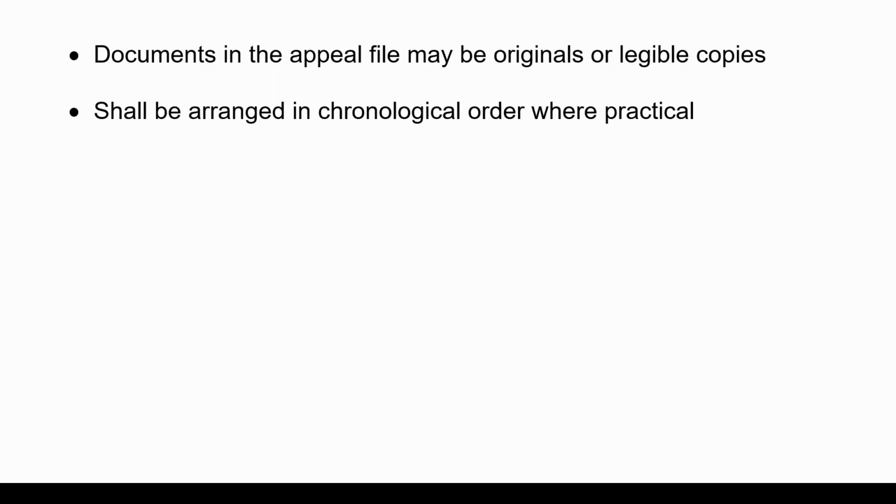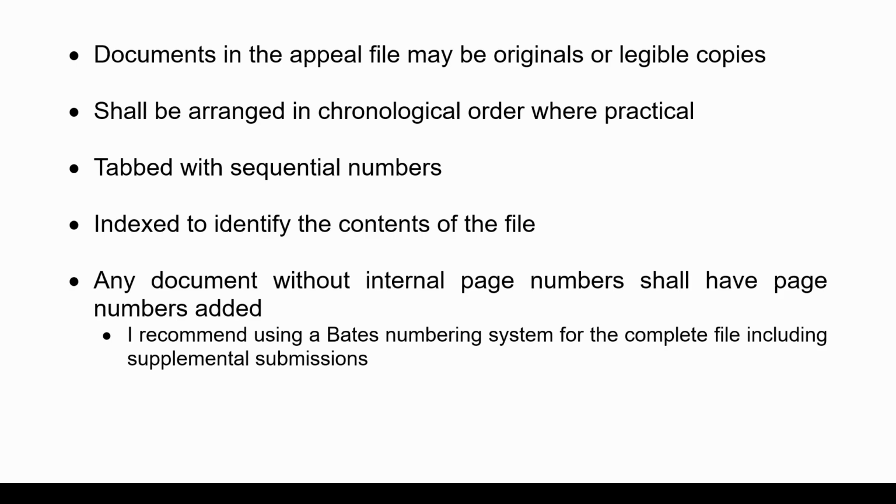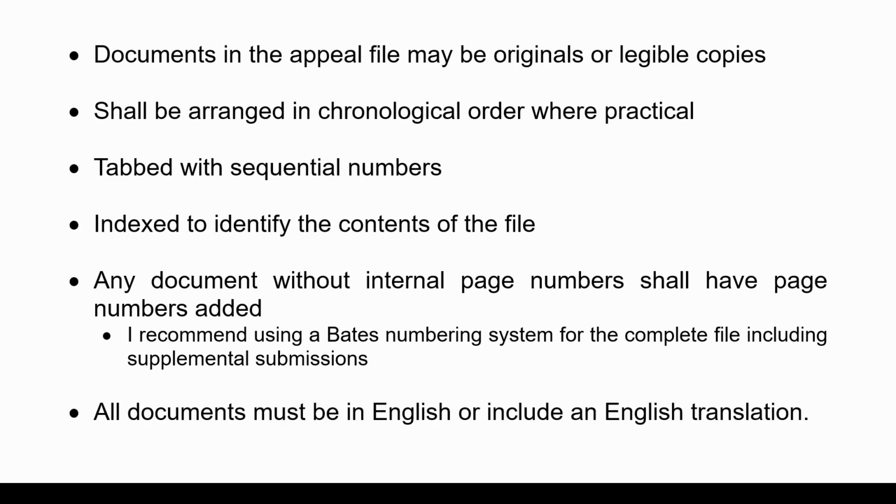Other Rule 4C directives include: documents in the appeal file may be originals or legible copies, shall be arranged in chronological order as much as possible, tabbed with sequential numbers, indexed to identify the contents of the file, and any document without page numbers shall have page numbers added, such as a Bates numbering system, and all documents must be in English or include an English translation.